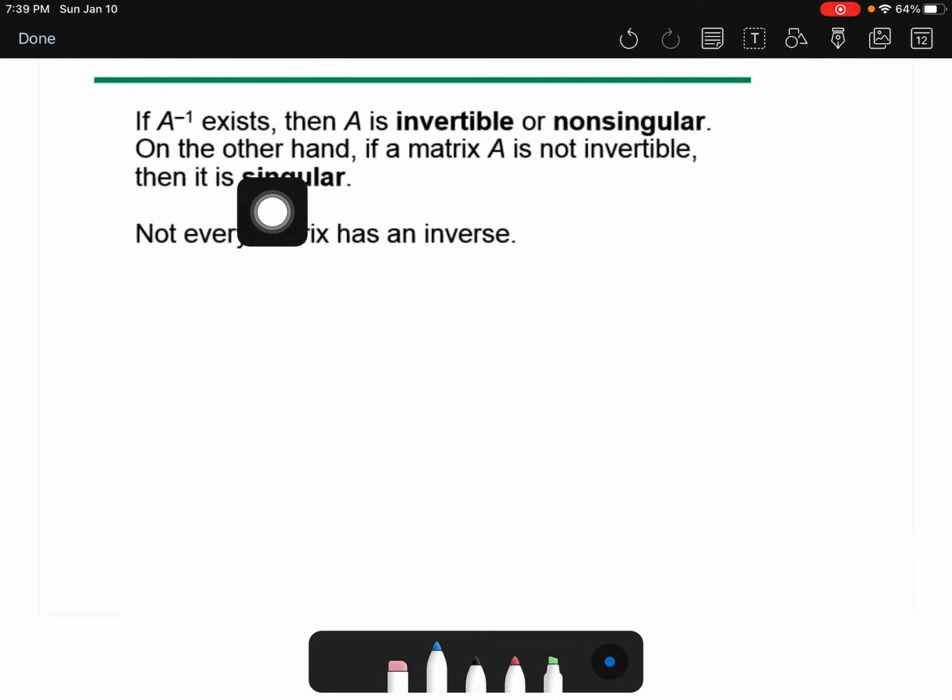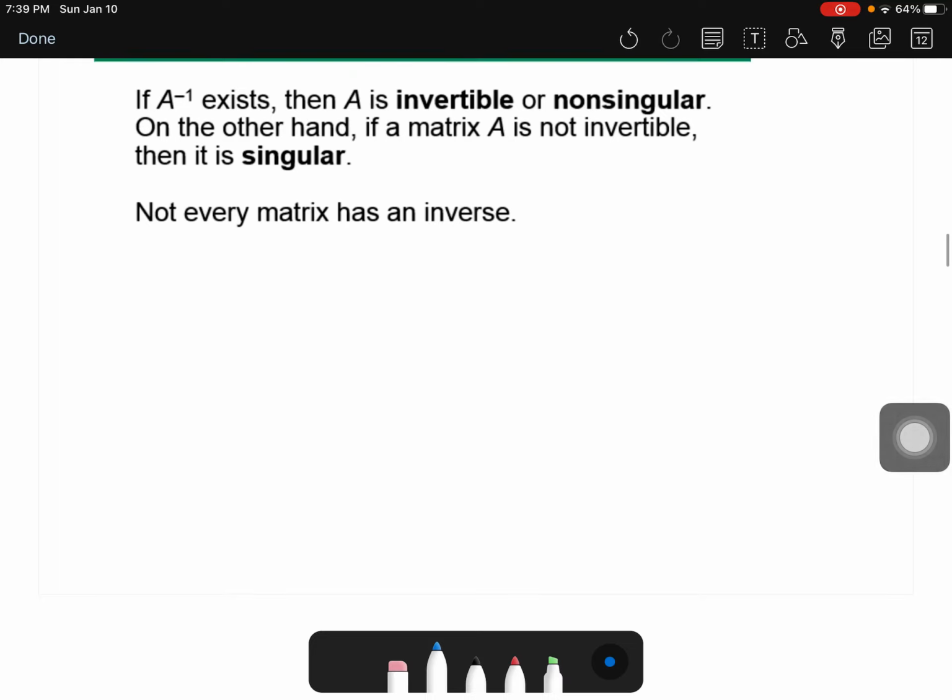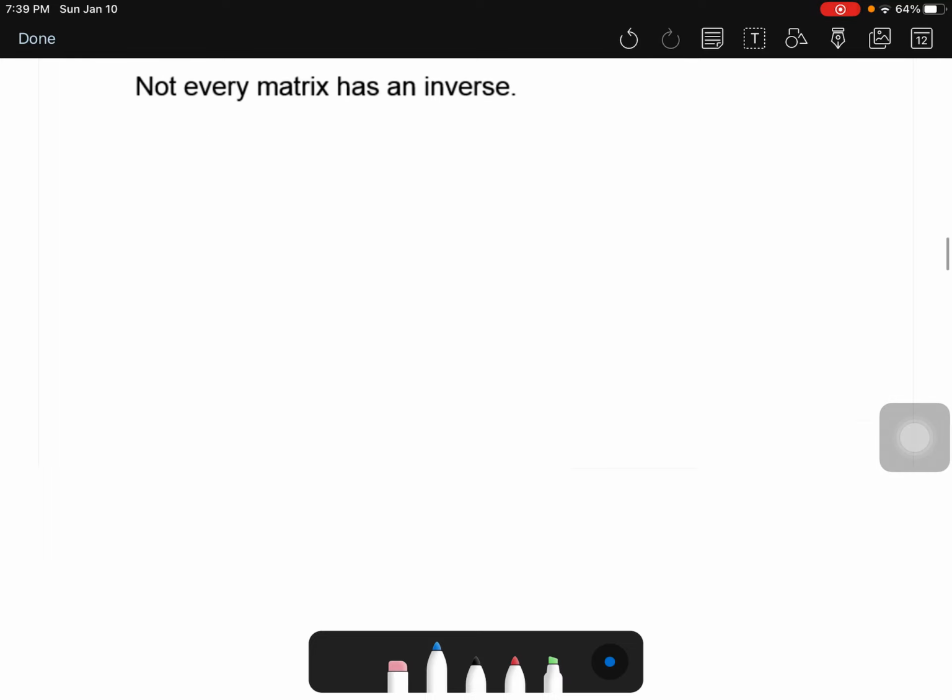Sometimes you have a matrix that does not have an inverse. If it exists, we say it's invertible or non-singular, but if it does not exist, we say it's a singular matrix. Your calculator would sometimes tell you that. We'll use our calculators a bit for this too, but it'll say singular matrix, no inverse.